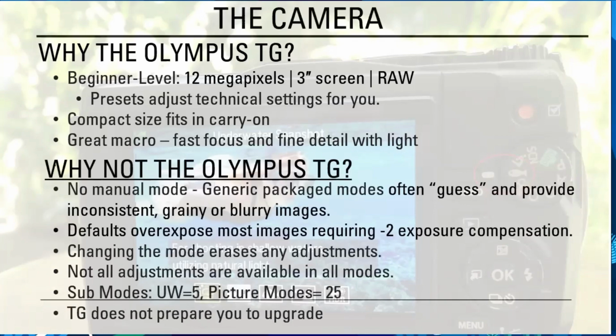So now, why not the Olympus? There's some places online that tout this camera: you've got to have this, it's the greatest thing since sliced bread. I'm not really that sold on it for these reasons. There's no manual mode. So once you get past the beginner level, you really are stuck there. You can't grow with it. You can't control things that you need to control to get creative with your images. The generic packaged modes, yes, and sometimes they guess wrong.